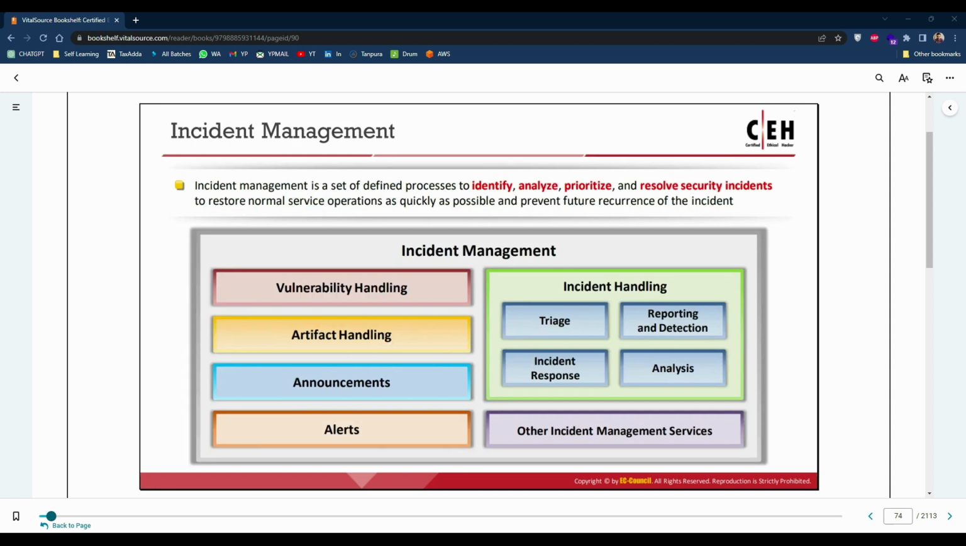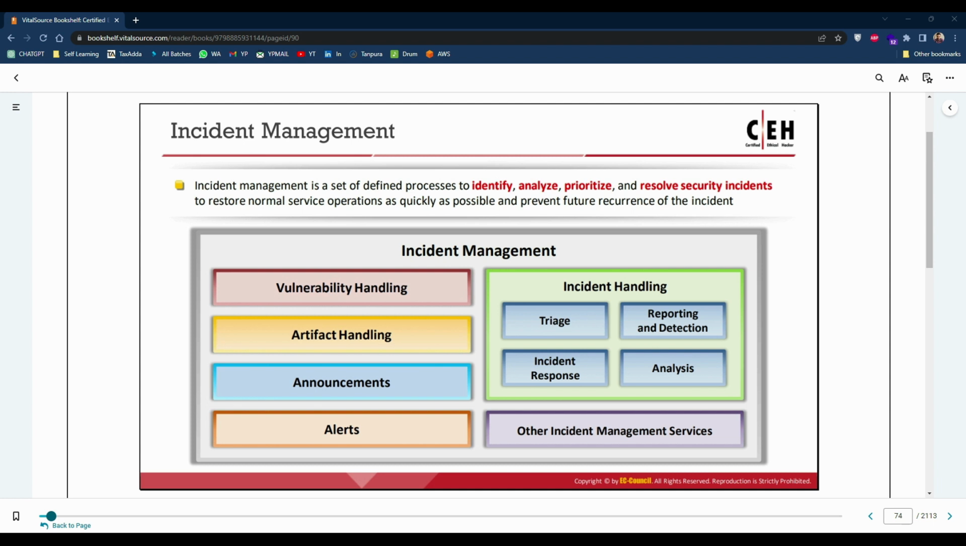So the next quick point is incident management. It is a set of defined processes to identify, analyze, prioritize and resolve security incidents to restore the system to normal service operations as soon as possible and prevent recurrence of the incident as well. So it involves not only responding to incidents but also triggering alerts to prevent potential risks and threats.